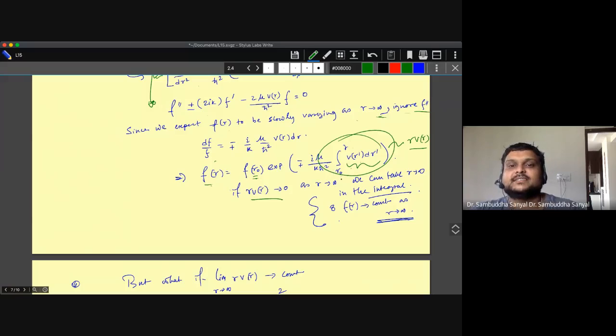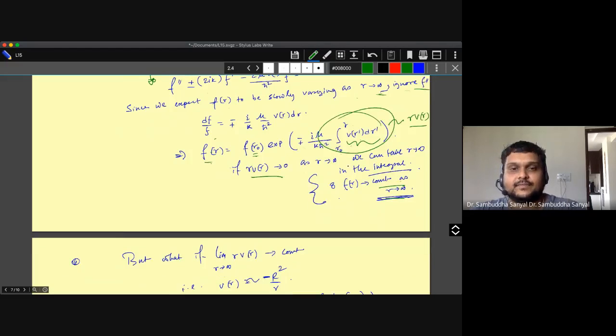So this must remain finite, or must go towards 0. If it goes to 0, then you get F(r) to be a constant as r goes to infinity, because this whole thing will be 0 and F(r) will become F(r_0). Then you recover the original ansatz which you worked out earlier, which is e to the power plus minus i k r. That's why you need the generic condition of rV(r) going to 0, not just V(r) itself.